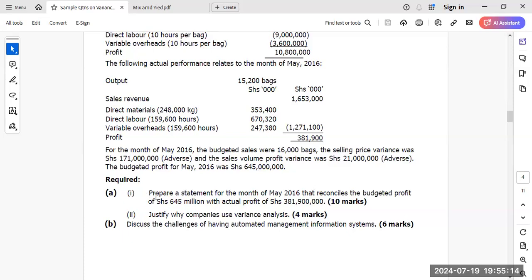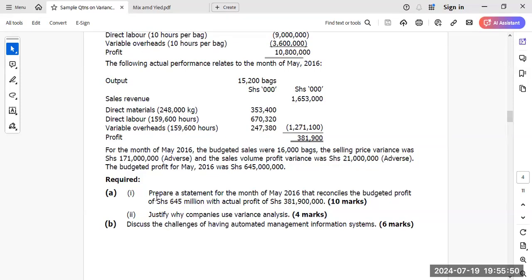Look, Roman 1, they are saying we prepare a statement for the month of May 2016 that reconciles the budgeted profit of shillings this million with actual profit of shillings. I want you to make a correction here. You put 3 to 1. Where there is 8, put 2. Other things remain the same. That was a typing error.